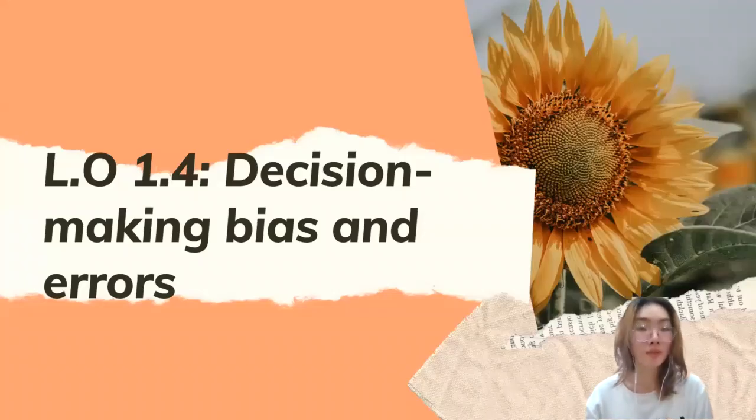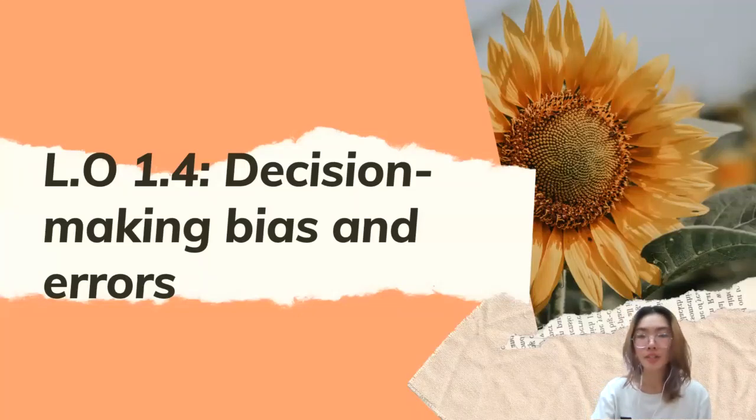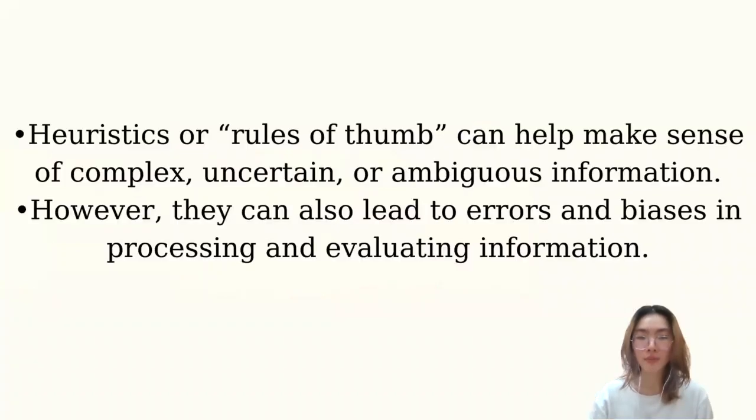So I will continue my friend's presentation with LO 1.4, which is decision-making biases and errors. First, we have heuristics, which are rules of thumb. These rules can be used to make sense of complex, uncertain, or ambiguous information. However, they can also lead to errors and biases in processing and then evaluating the information.